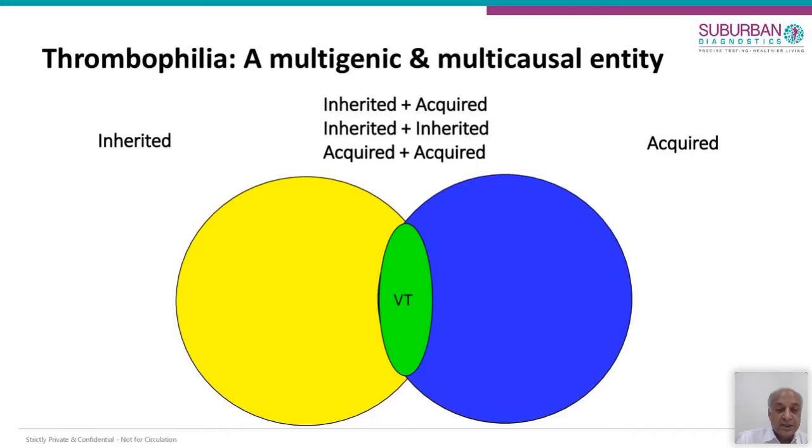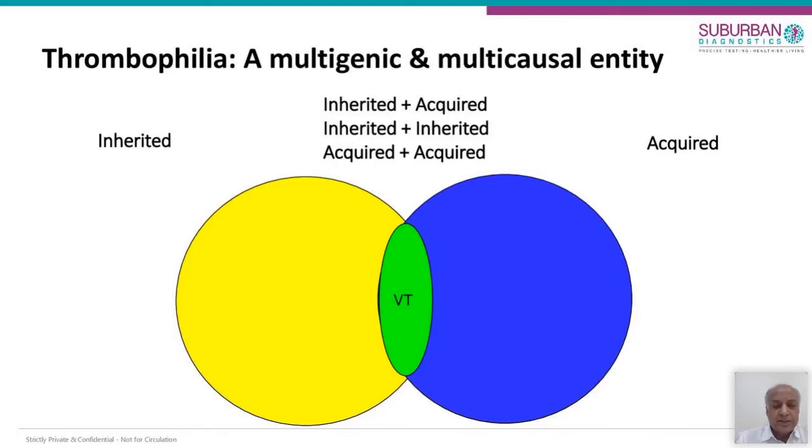between the acquired and inherited thrombophilic predispositions. So the interactions could be between inherited, between acquired, or between inherited and acquired. And this is a very important point to keep in mind.